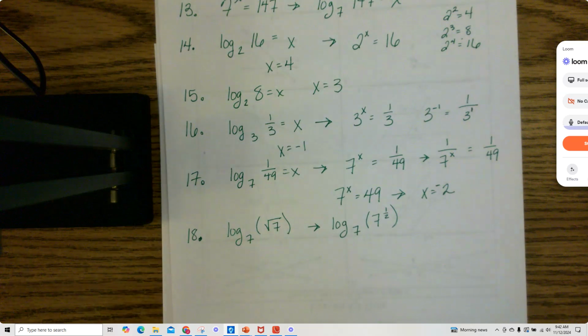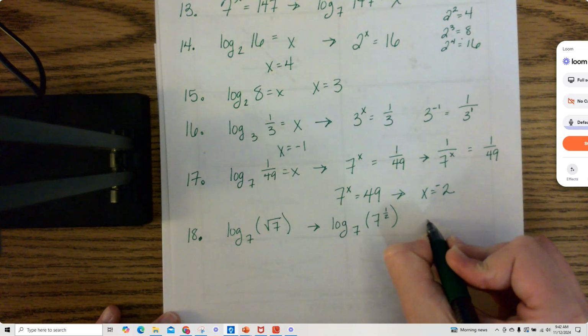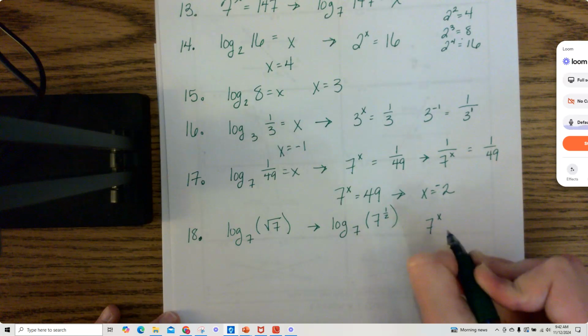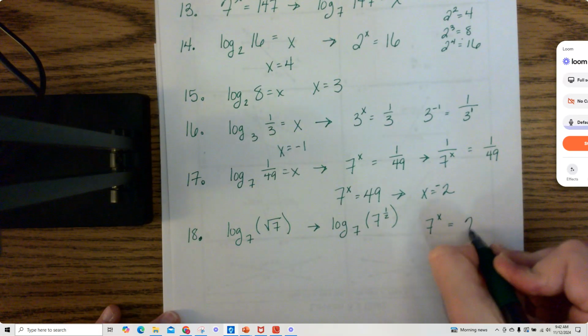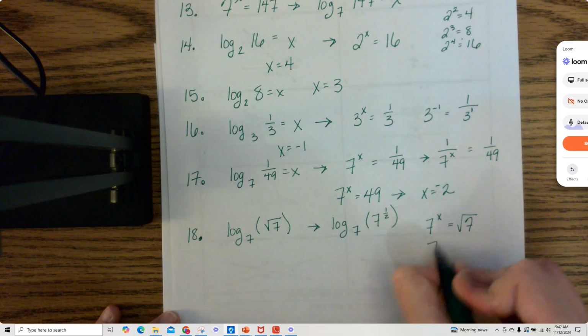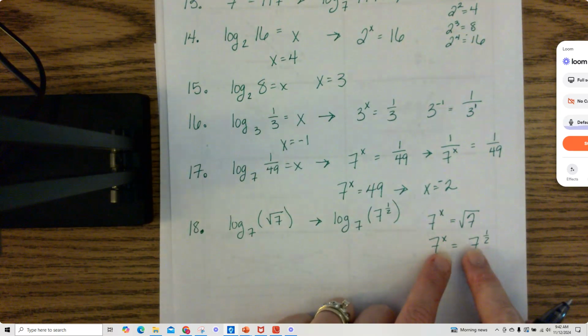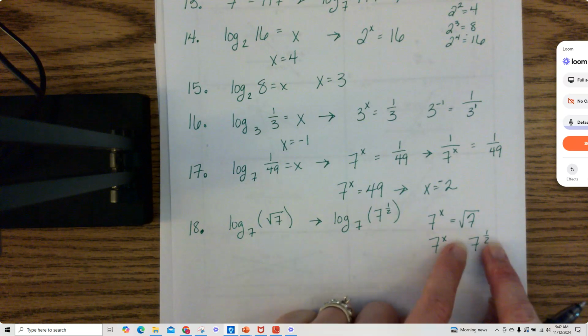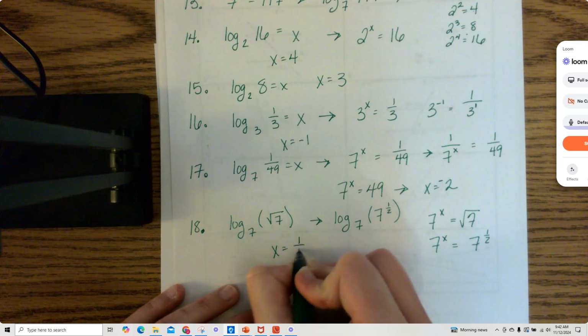And so this one would be 7 to the x equals the square root of 7, or 7 to the x equals 7 to the half. If the bases are the same, you can set the exponents equal to each other. In this one, there's nothing to solve. X just equals a half.